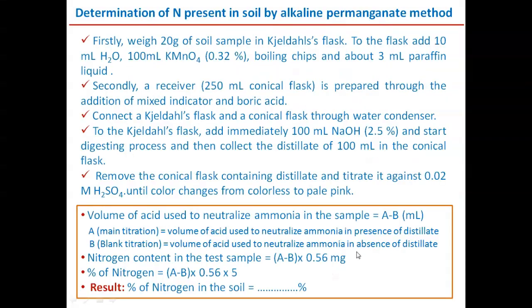Finally, we have three points in the calculations. We have two types of titration, main titration and blank titration. We just subtract both the burette readings, and then we get the nitrogen content in the test sample in terms of percentage. So in this video we have discussed two things. One is the determination of pH of the soil using the pH meter method, and the second one is determination of nitrogen in a soil by the alkaline permanganate method.